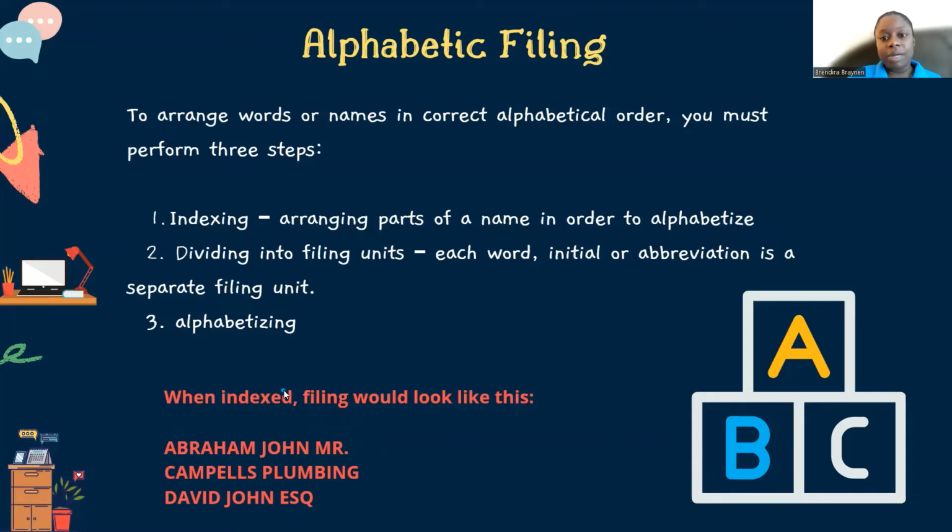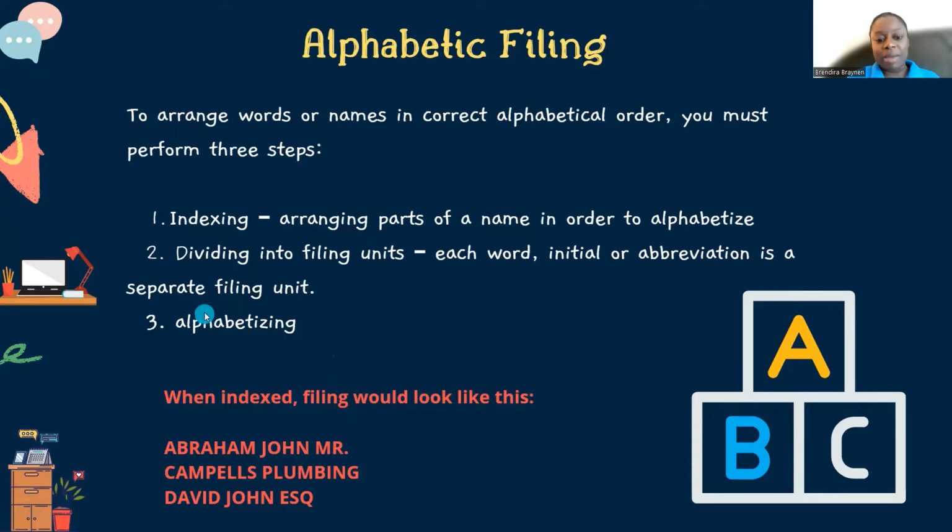Campbell's Plumbing is a company, and so company names tend to stay as they are unless they have the word the in front of them. And so when I file Campbell's Plumbing, I'm going to file it as Campbell's Plumbing. John David, Esquire, what happens? Similar to Mr., that's a fancy title given to him. And so I'm going to file that as David, last name, first name, and then his title.